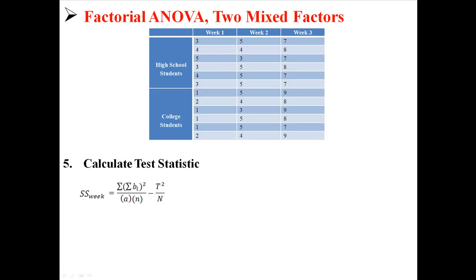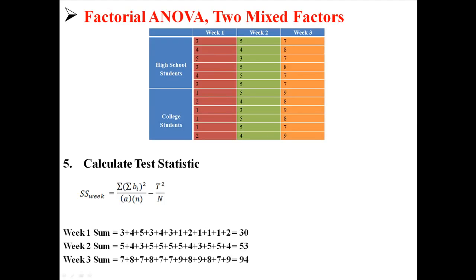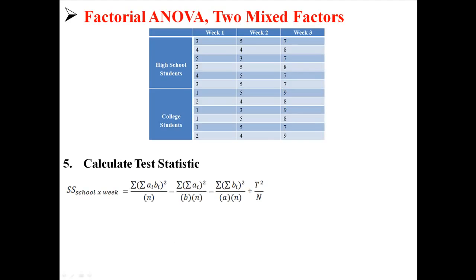That's the first one. Next, we're going to do week, which is the same idea. The A and B are now flipped around, but otherwise it's the same. So we are going to split up the 3 week conditions and find the sums for that. We find 30, 53, and 94. And then that's what's going to go on the top of our equation. 30 squared plus 53 squared plus 94 squared. And then the rest is all pretty much the same as it was for sum of squares school. So now we have our sum of squares week of 175.17.